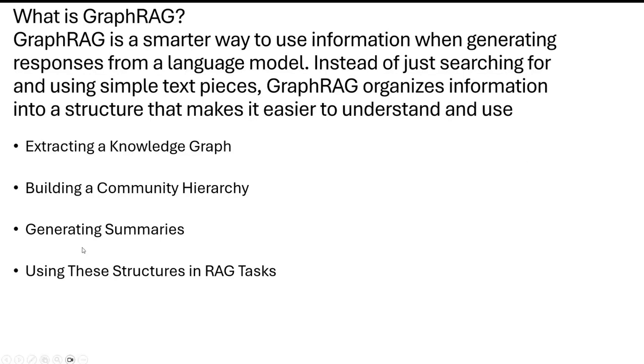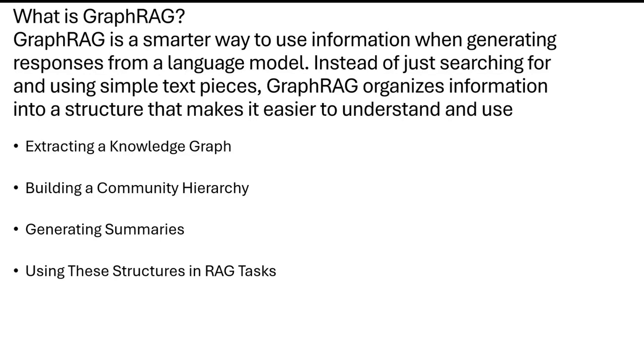And then generating summaries. Once you have built a community hierarchy, you generate summaries out of it. Okay, this is talking about AI. This has a relation with GraphRAG, RAG, OpenAI, Gemini, or whatnot. Generating summaries around the relations and using this structure when responding back.